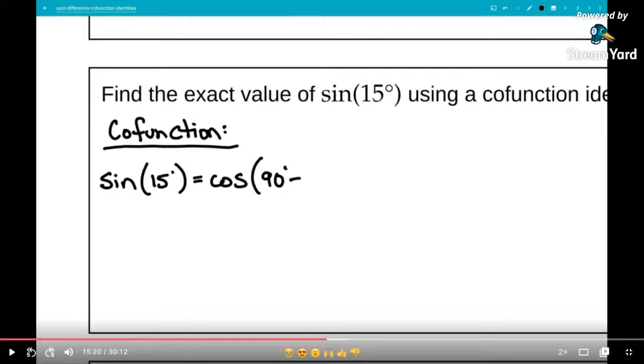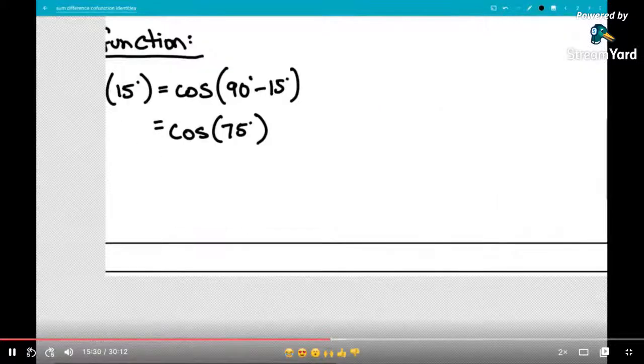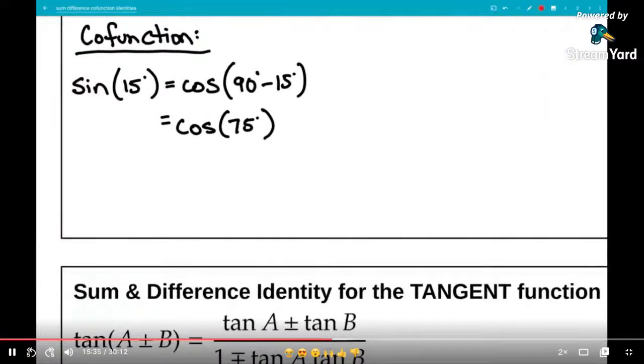So therefore, these questions are relatively easy. Find the exact value of the sine of 15 degrees using a cofunction. So first we can rewrite the sine of 15 degrees as the cosine of 90 minus 15, or 75, since 15 and 75 are complementary.